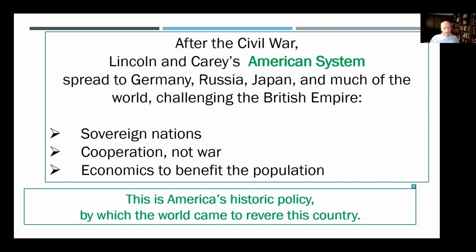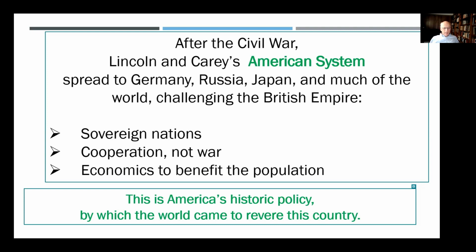In the 1870s, particularly under the leadership of Henry Carey and his circle, their agents acting directly in these countries, to the delight of the leadership of those countries, set up a different program for those countries, and they became great nations. This was the program: sovereignty, peace, cooperation, and the economics in the common interest.